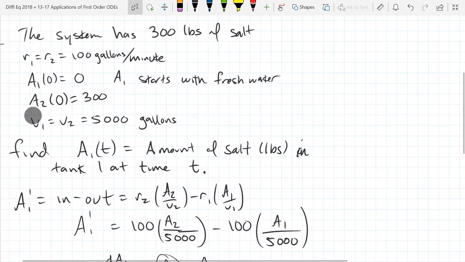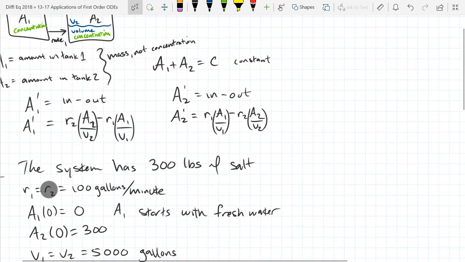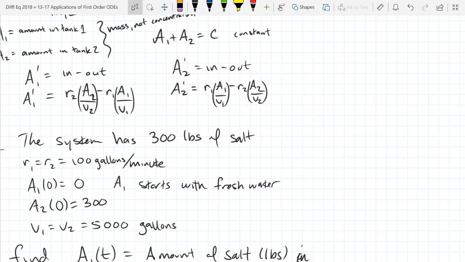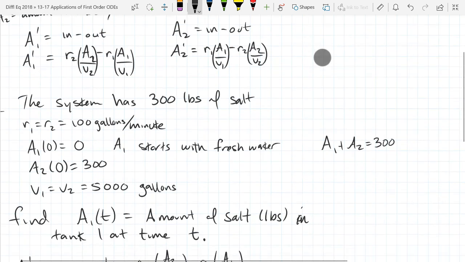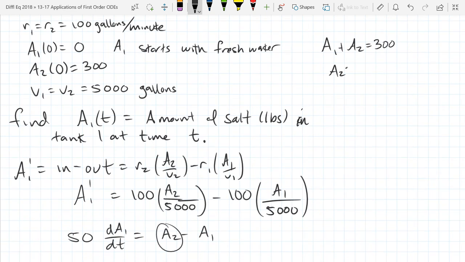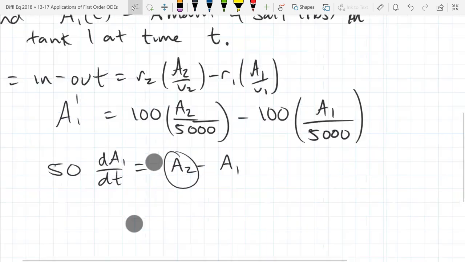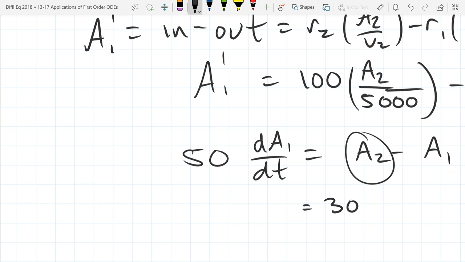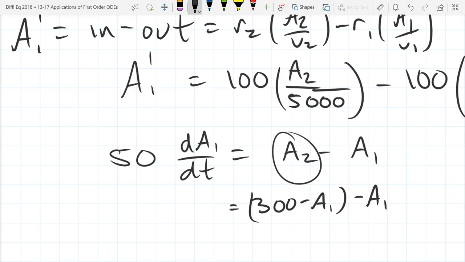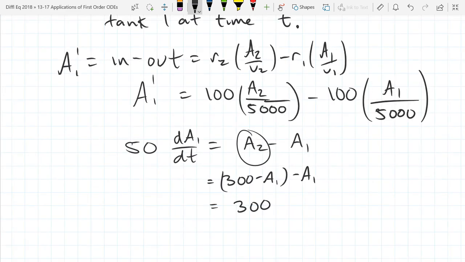So we're going to use that relationship somewhere, that I didn't write down here but wrote down earlier: we have a constant amount of salt. We said there was 300 pounds, so now I need A2 gone. A2 is 300 minus A1, and now we can make that substitution. All right, solve this right now.